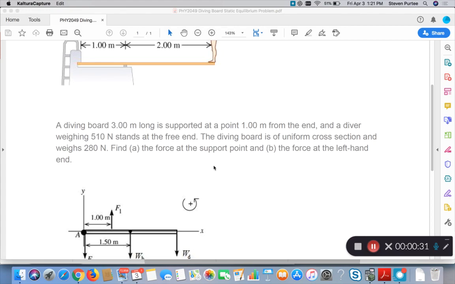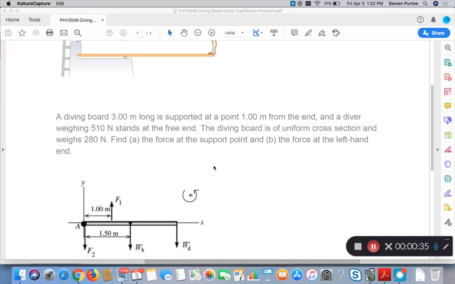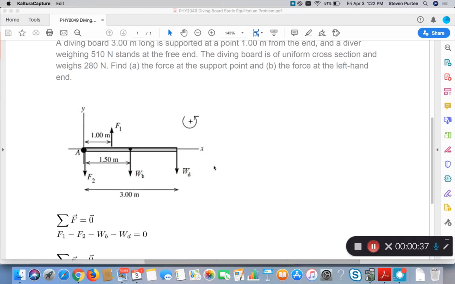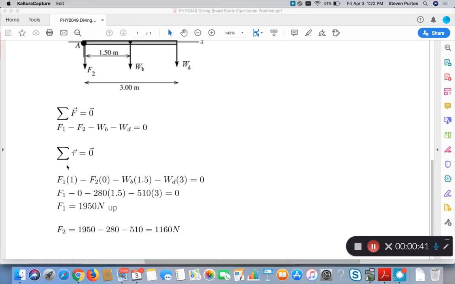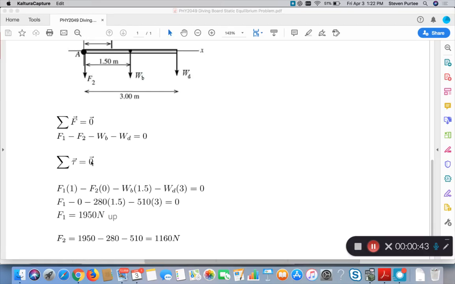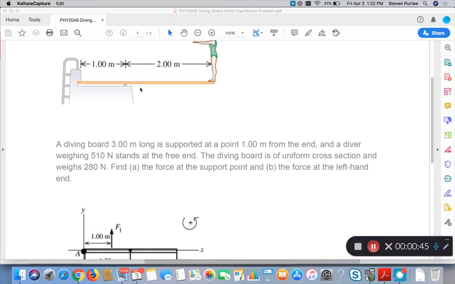So here's our setup. Pause the video and read that. Make sure you understand the problem. Okay, we're going to use static equilibrium. The sum of our forces will be 0, and the sum of our torques will be 0. The diving board is not moving, so it's not accelerating. It's not rotating, so alpha, our angular acceleration, will also be 0, which means the sum of our torques is 0.